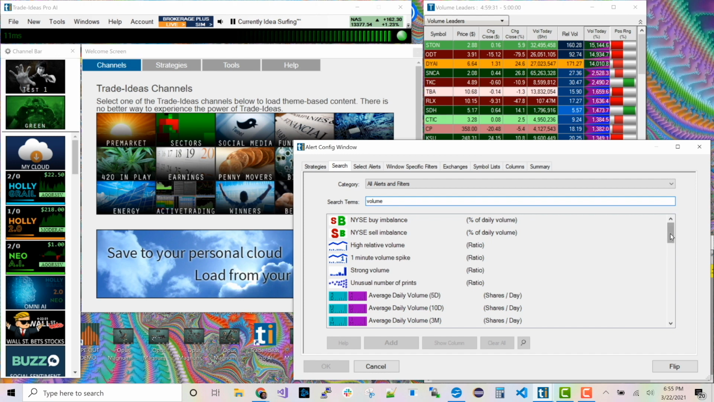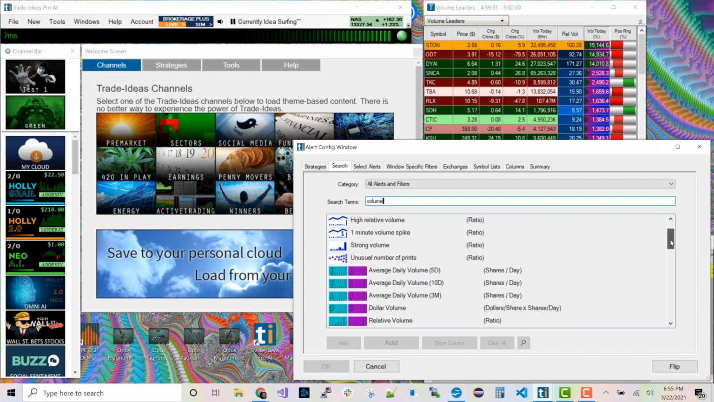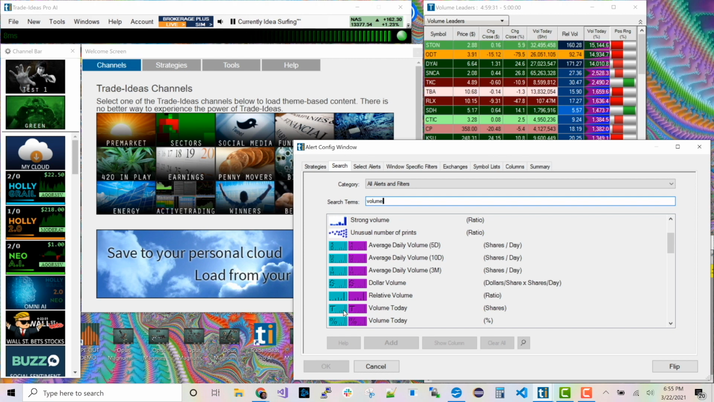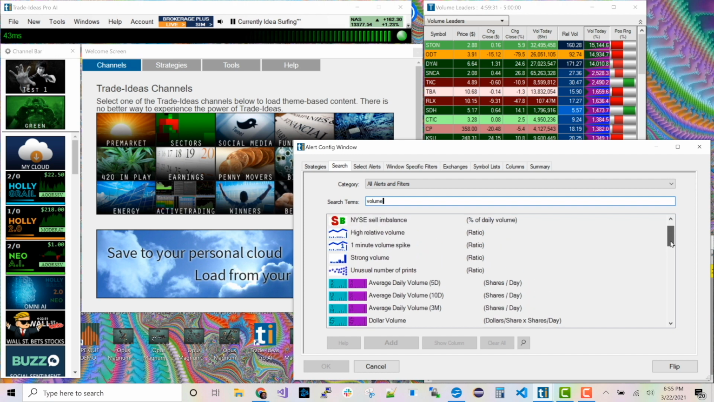Let's say I want to know about volume. I can ask for so many different things. Some people want to know exactly the volume today, like only show me stocks that are trading between 10,000 and a million shares. Well, that's an option, and we have so many more.